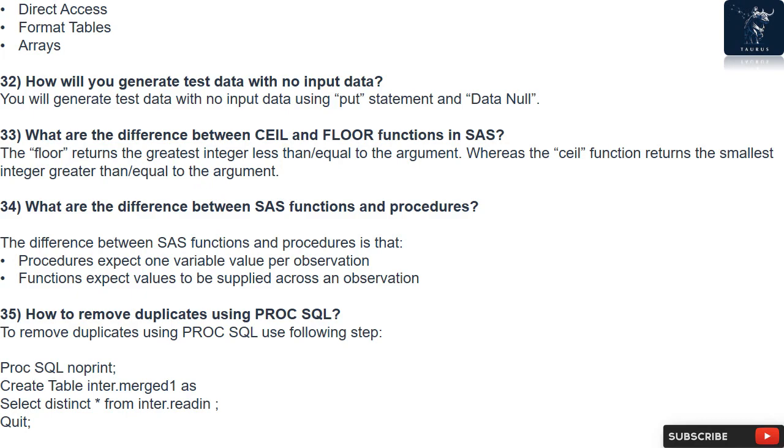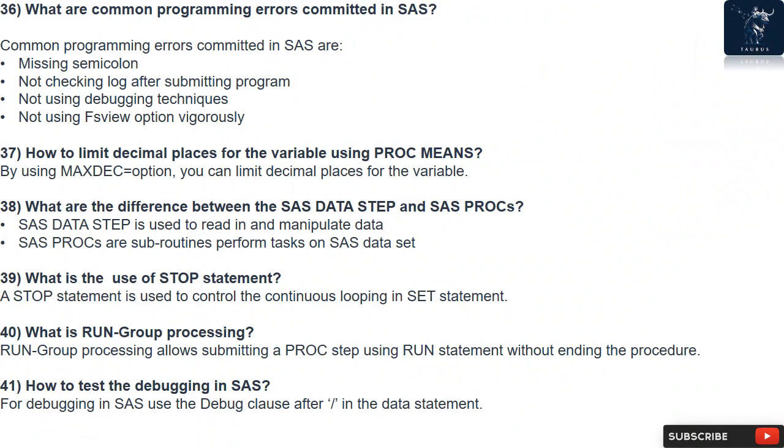35. How to remove duplicates using PROC SQL? To remove duplicates using PROC SQL, use the following step. PROC SQL noprint; create table inter.merged1 as select distinct * from inter.readin; quit.